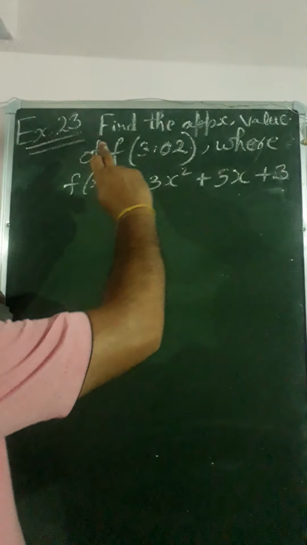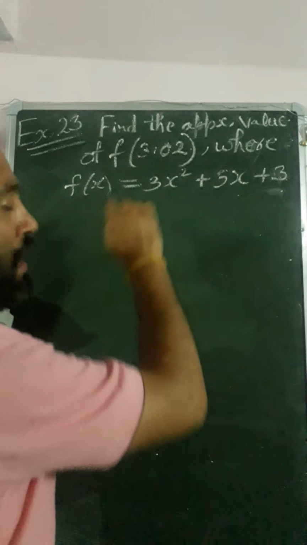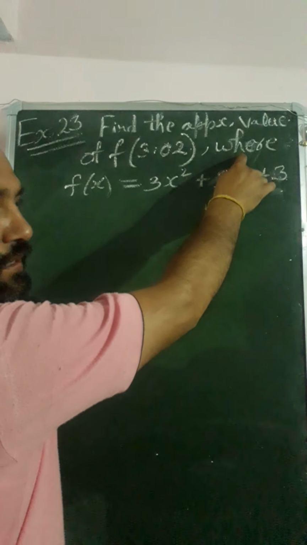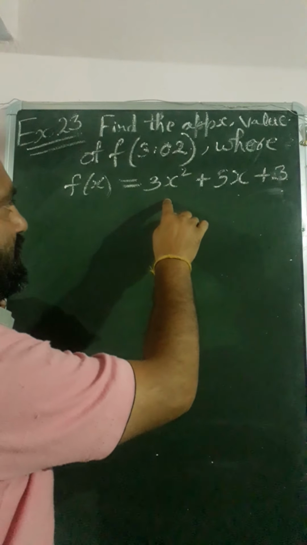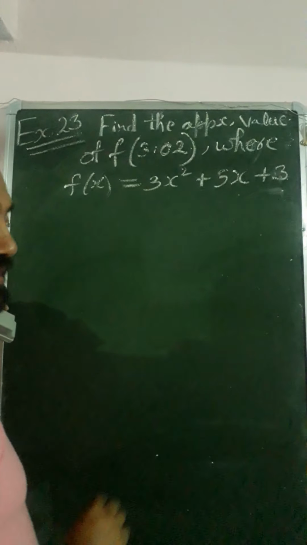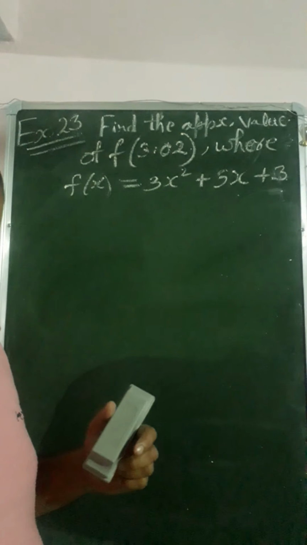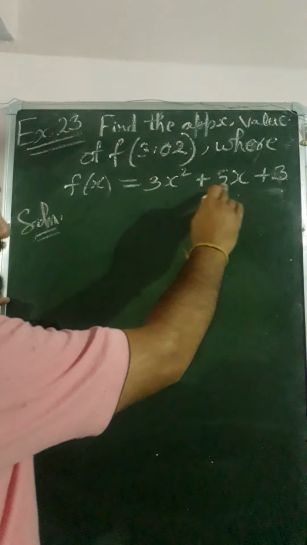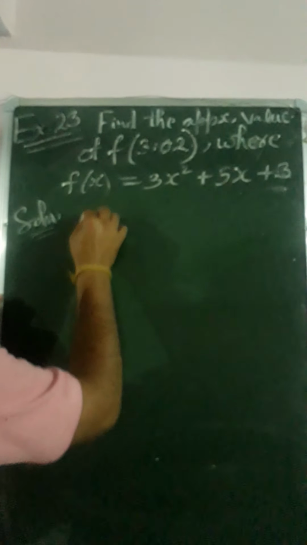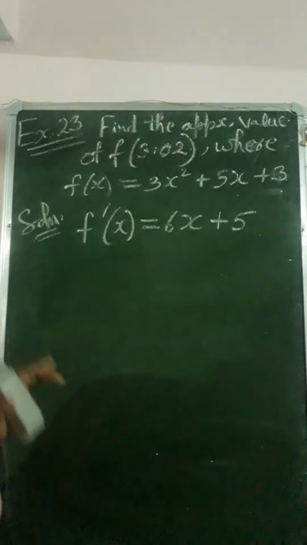Now example number 23. Find the approximate value of f of 3.02 where f(x) is equal to 3x square plus 5x plus 3. Right? You have to find the approximate value of this function. Now let us solve this question. As we have f(x) equal to 3x square plus 5x plus 3, what is the derivative of this function? f dash x equal to 6x plus 5, right? Its derivative is 6x plus 5.